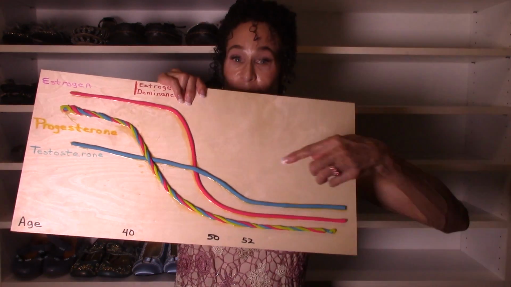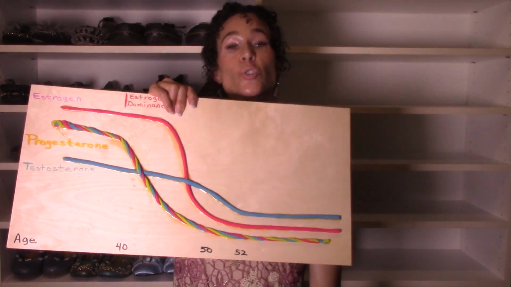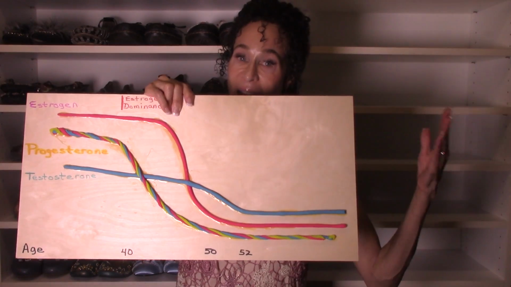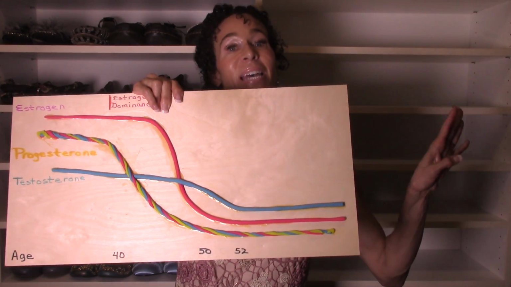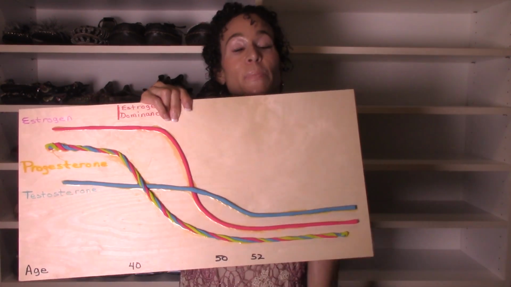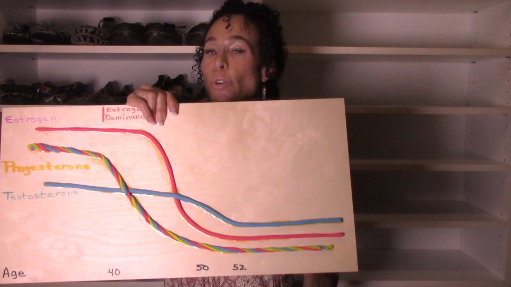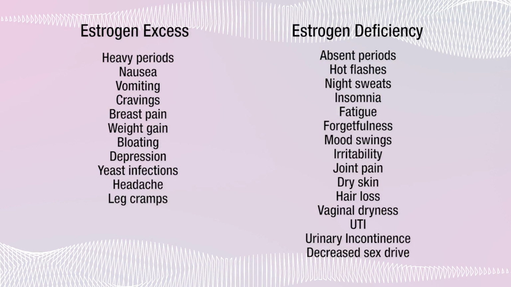But once you get to postmenopause, look what happens. Your estrogen plummets. Look at this. It goes down suddenly, and that is estrogen deficiency. And that's when you have the second set of symptoms that are typical of postmenopause. They're the symptoms of estrogen deficiency. As you can see, these two sets of symptoms are quite different. Let's look at them side by side. See those two lists?